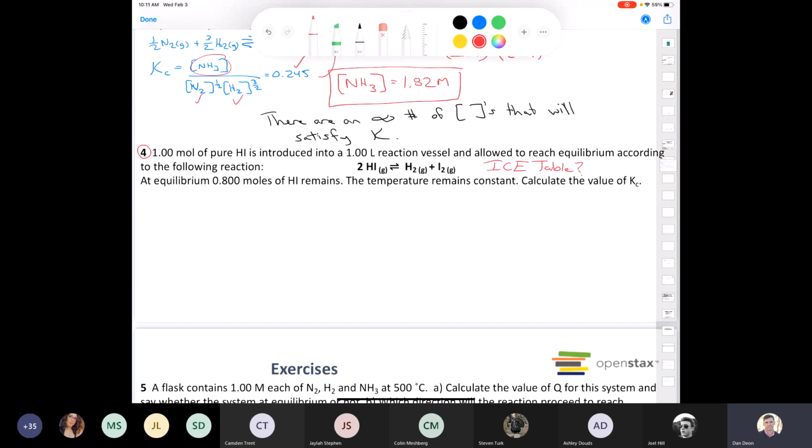I made a note for myself. I said, introduce the concept of an ice table to your students here. So let me show you what an ice table is. And trust me, you're going to use ice tables Avogadro's number of times to solve all kinds of problems in this class. Okay, let's read the question.